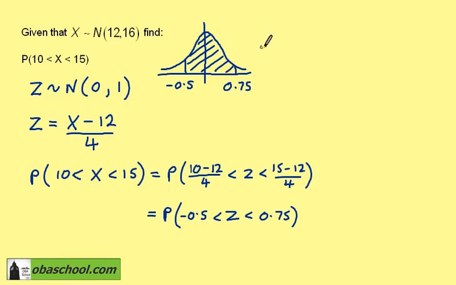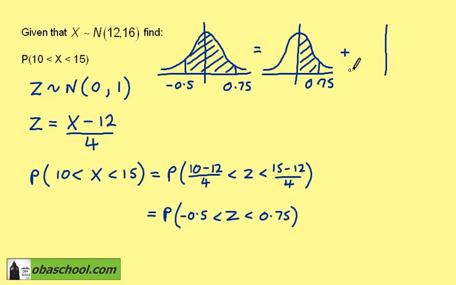This area can be made up in two parts. We can have the area to the right of the mean, so from 0.75 downwards to the mean, and we'll add that to the area from 0.5 down to the mean, using symmetry here, and the fact that using symmetry this area must be the same as this area.